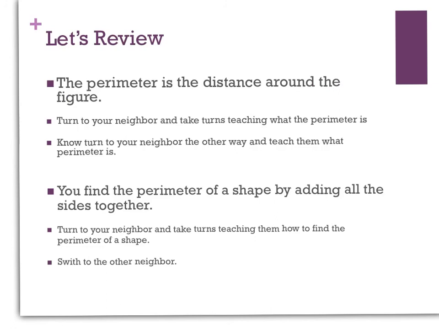Come back. 5, 4, 3, 2, 1, and you're back. Now that you've taught your partners at your table or in your groups what a perimeter is, now teach how you find a perimeter. You find the perimeter of a shape by adding all the sides together. Ready? Turn to your partner. Teach them how you find the perimeter of a shape. Ready? Teach.